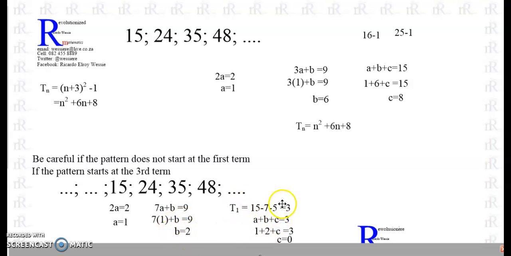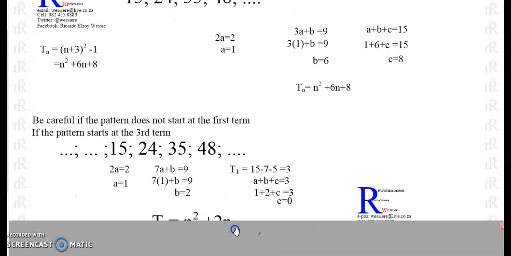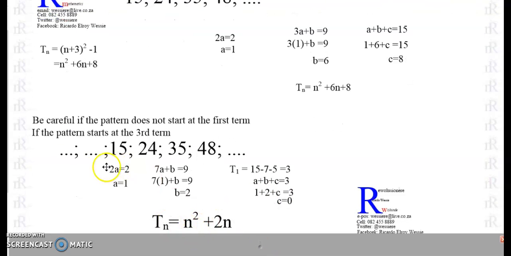And then for term 1, it will be 15 minus 7 minus 5. That will give me 3. So a plus b plus c must be equal to 3. So we've got a is 1, b is 2, therefore c is 0. So if I look at the expression, my general term will be n squared plus 2n.